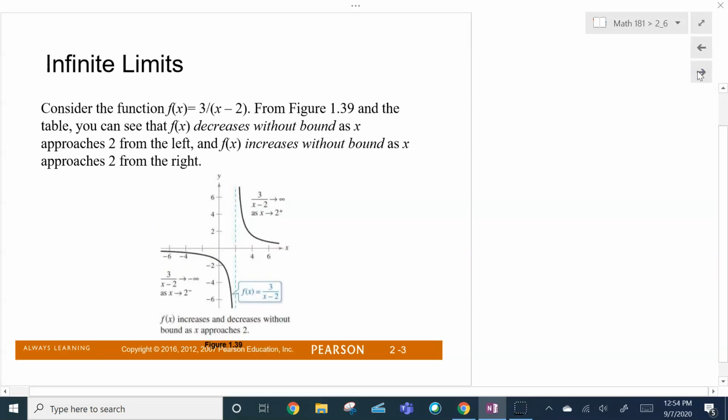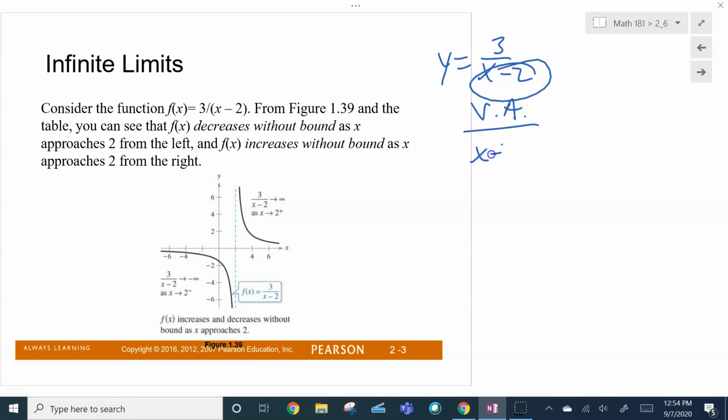Let's look at, for example, y equals 3 over x minus 2. We know from pre-calc that this is undefined at x equals 2, where we have that vertical asymptote. So the question is, what if we look at the limit as x approaches 2? First of all, does it have a limit? In other words, does it agree on both sides? As you approach 2 from the right, we're shooting up. As we approach an x value of 2 from the left, we're shooting down.